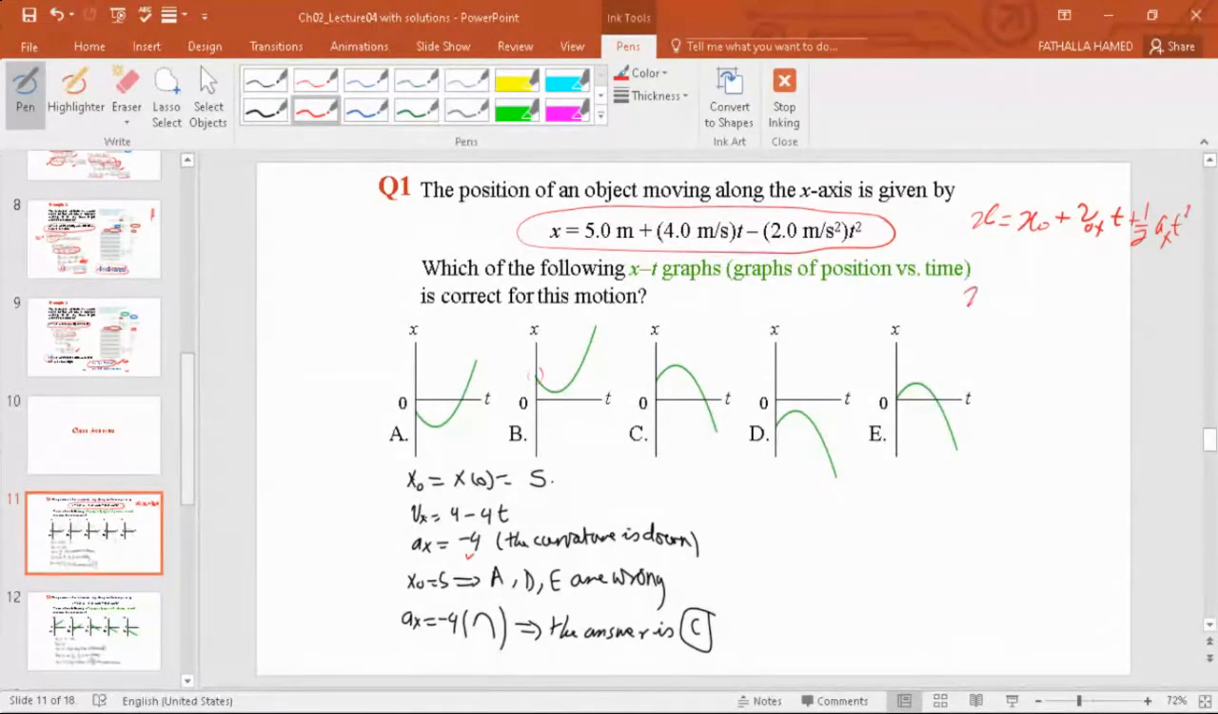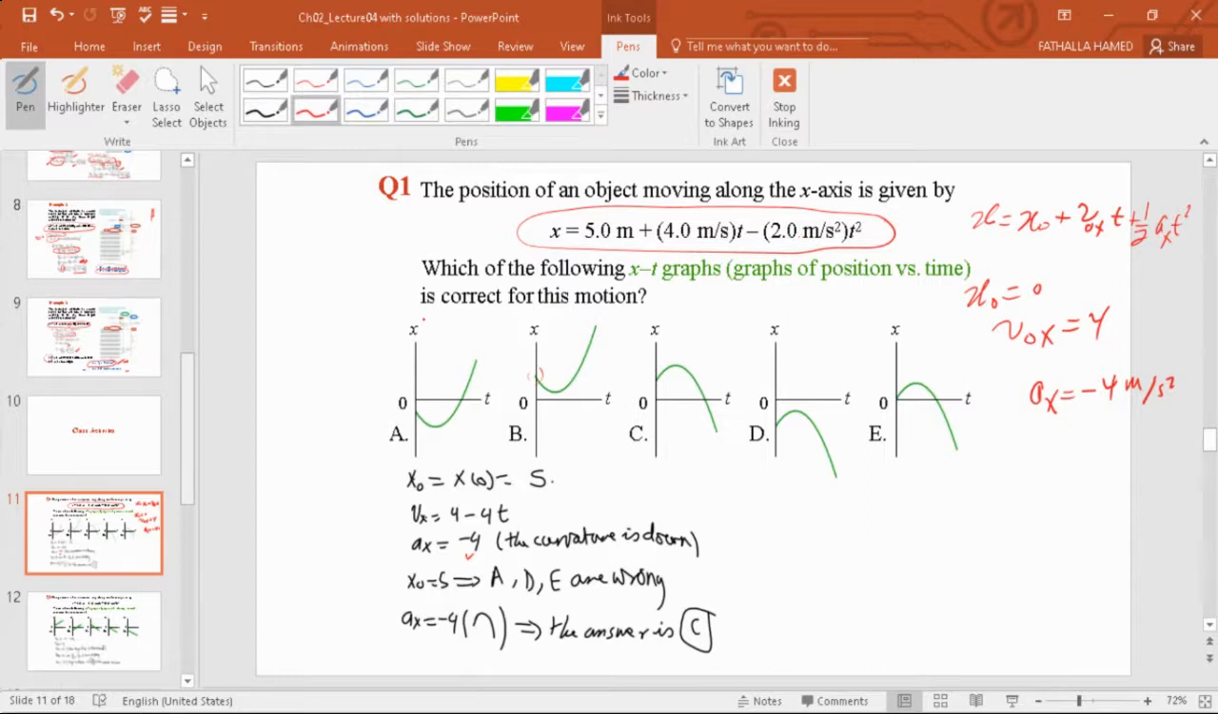So from this equation, you can say that your x0 is equal to 5, the v0x will equal 4, and your ax here will equal minus 4 meters per second squared, because you have 1/2 here, but here you have minus 2. So your acceleration must be in the negative direction, and it's equal to minus 4. That's why when you multiply it by half, you get this. So that's your equation here.